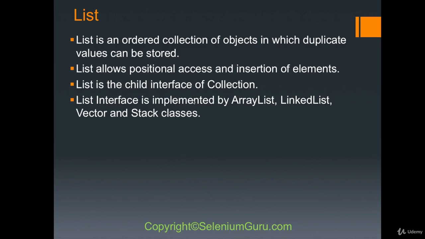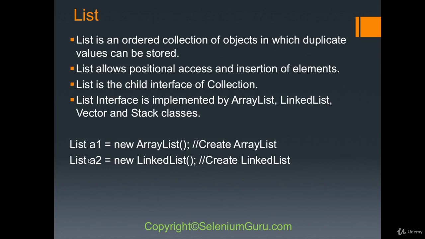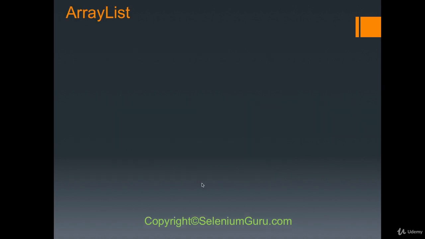The list interface is implemented by the ArrayList, LinkedList, Vector, and Stack classes. So basically, ArrayList, LinkedList, Vector and Stack implement this list interface. Let's see how we could create an ArrayList. You do List a1 = new ArrayList. List a2 = new LinkedList, because this list interface is implemented by this one, so you can actually use that. So List a3 = new Vector. That's how you can create a Vector.